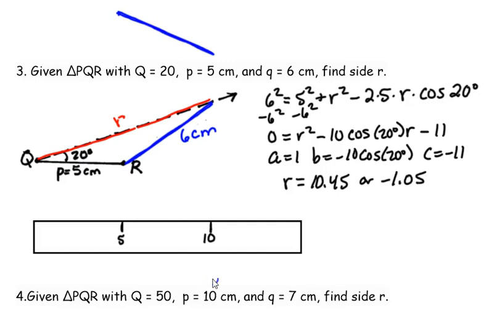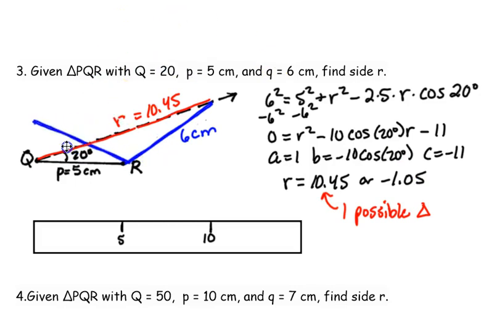Well, when we get only one positive solution, that means we have one possible triangle. So r has to be 10.45. However, this negative 1.05 actually has a meaning.